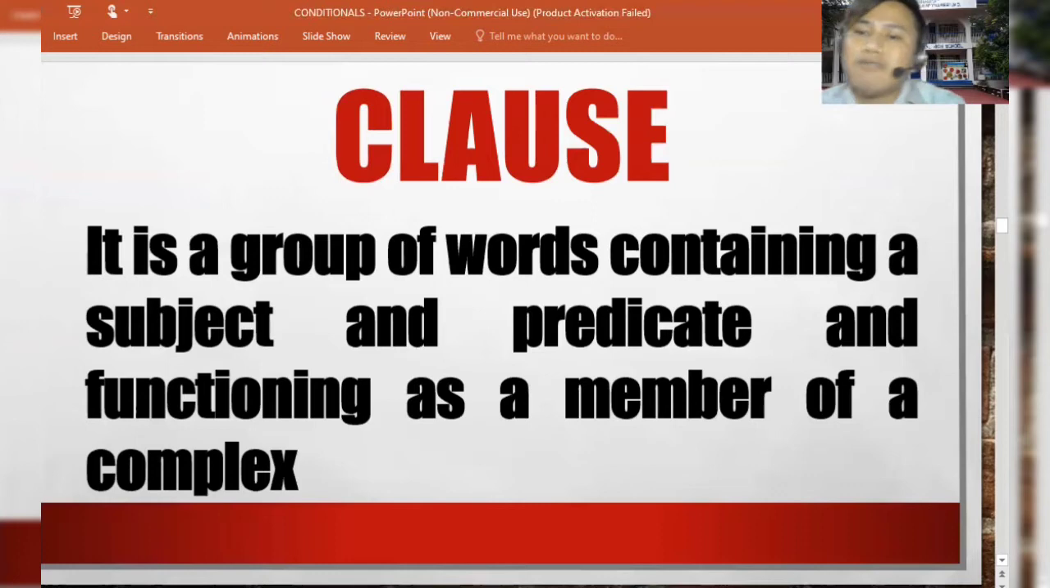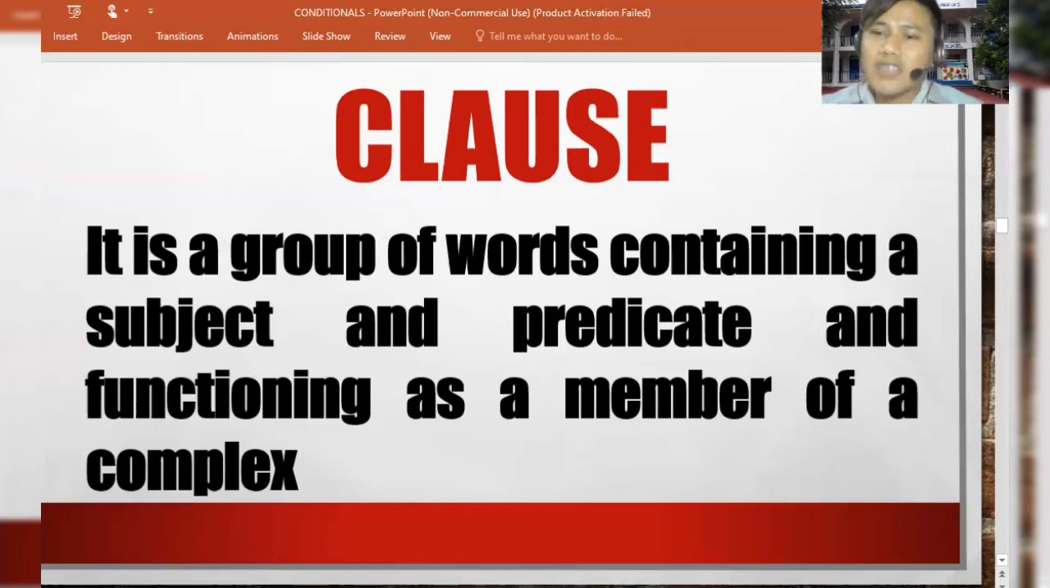Okay, so now let's move on to clause. So maybe it's not about Santa Claus, right? When we say clause, it has something to do with the group of words containing a subject and a predicate and functioning as a member of a complex sentence. So when we say complex or compound sentence, the sentence itself is composed of not just a simple sentence. There are a lot of elements in your sentence that is compressed in one sentence alone.